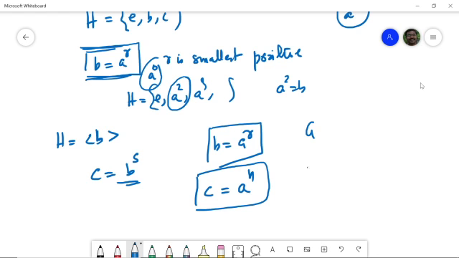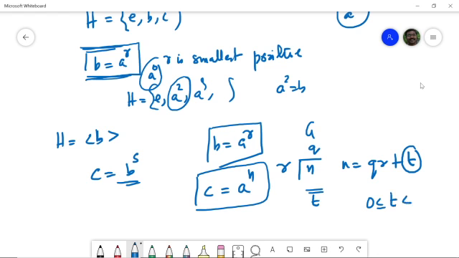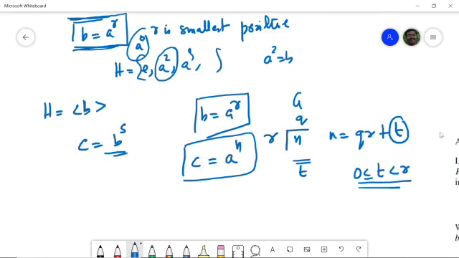Now I will divide this N by this R. So what will I get? I'll get a quotient and also a remainder. Suppose T is the remainder. So this N can be written as Q into R plus T, and since T is the remainder, it has the property that 0 is less than or equal to T, which is strictly less than R. Since T is the remainder, it will always be less than R.